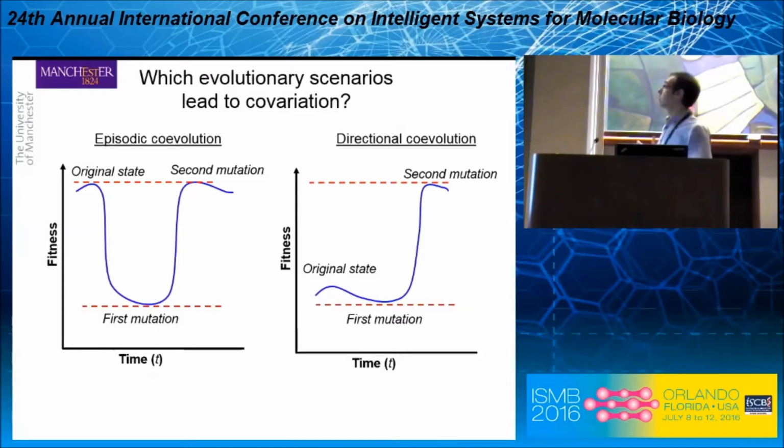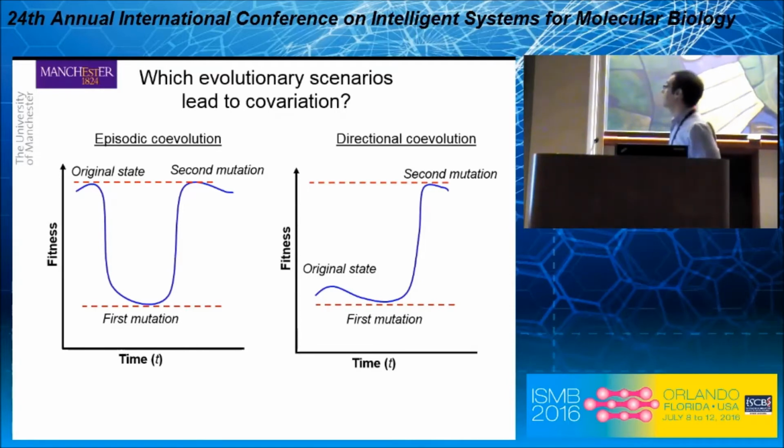There are mainly two coevolutionary scenarios that we can think of. In episodic coevolution, the first mutation causes a decrease in fitness that is recovered by a second compensatory mutation. This process is time reversible. This means that it can progress in both directions. And this results in an ongoing cycling between optimal and suboptimal states. We expect that this is going to generate lots of double changes within a phylogenetic tree, and also that it's going to produce a strong covariation signal.